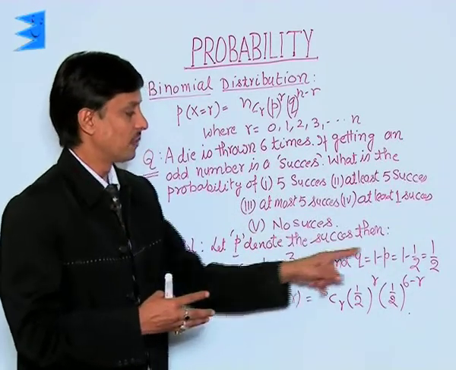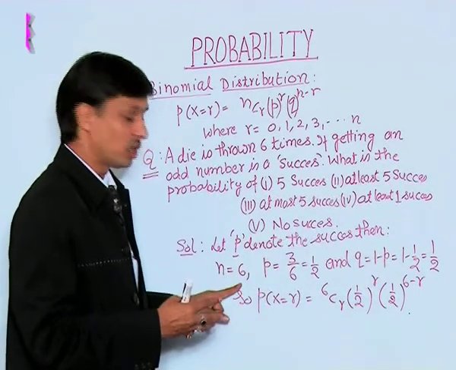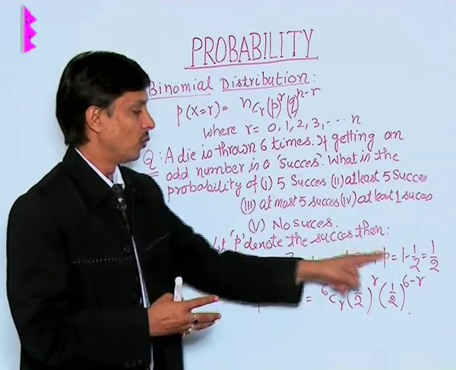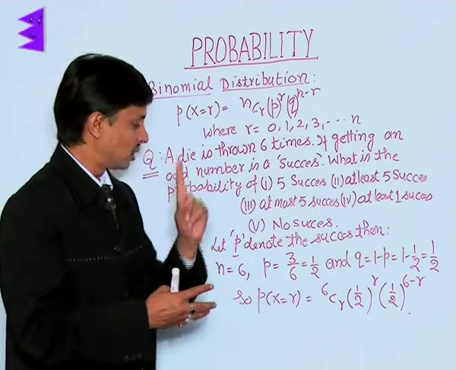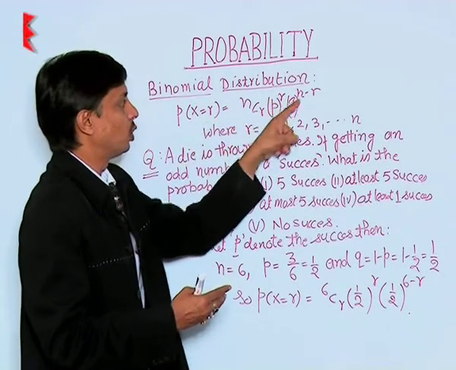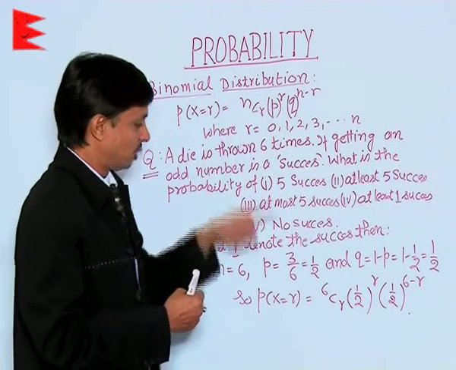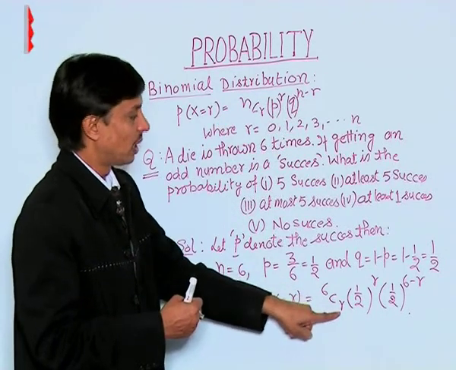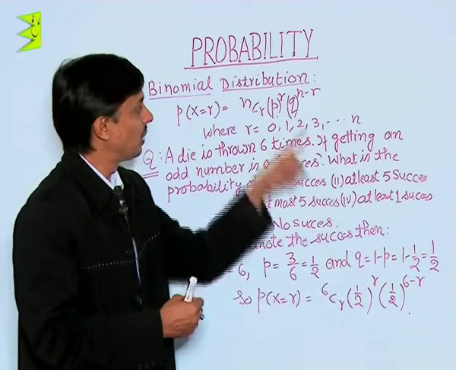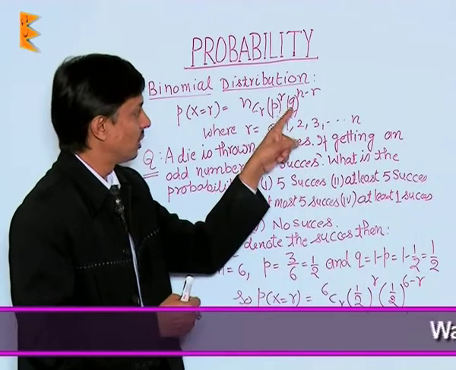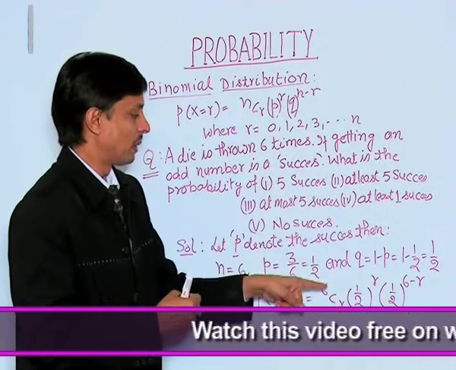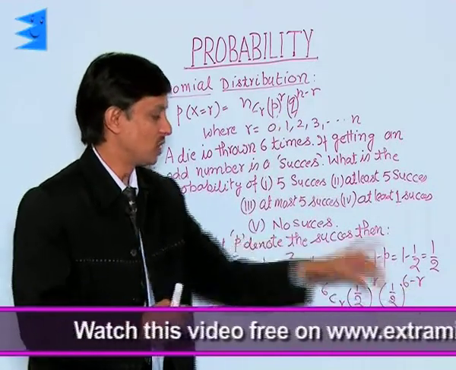The probability of success p is half, the probability of failure q is half, n is 6, the total number of trials is 6. We have n, p, and q, and the result we use is nCr, p to the power r, q to the power n minus r. Here n is 6, p is success, half, to the power r, into q, non-success, non-occurrence, is also half, to the power n minus r, meaning 6 minus r.